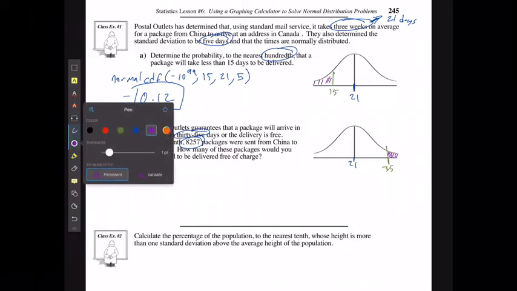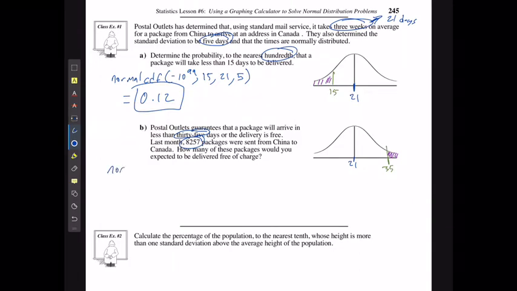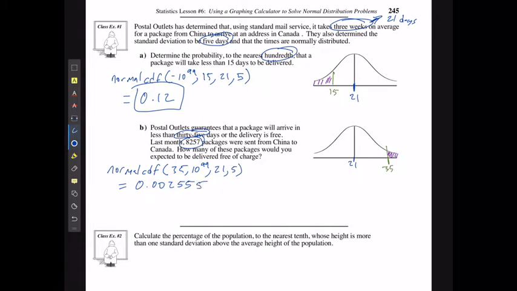So the first thing I'm going to solve is what my area, or my percentage, is going to be. I'm going to say that my normal CDF is going to be, the lowest point is going to be 35, the highest point is going to be 10 to the power of 99, and my mu and my sigma are still the same. When I do that, I'm going to get 0.002555, or about 0.3%.